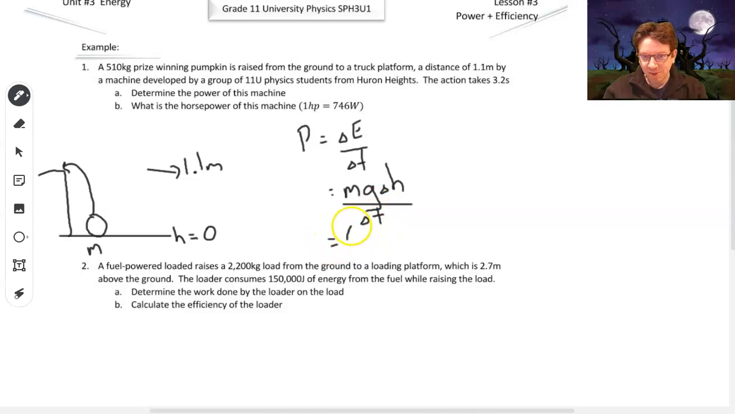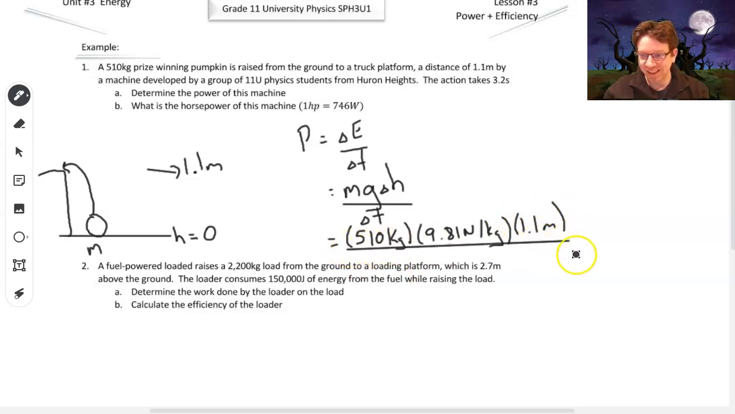And we know all of these. So mass is 510 kilograms. Okay, I'm assuming we're on Earth here, so 9.81 newtons per kilogram. Our change in height, final minus initial, so 1.1 minus 0, that's just 1.1. All divided by the time it takes to raise it, which they tell us is 3.2 seconds. And that'll give us power. So let's see what we get. So 510 times 9.81 times 1.1 divided by 3.2.